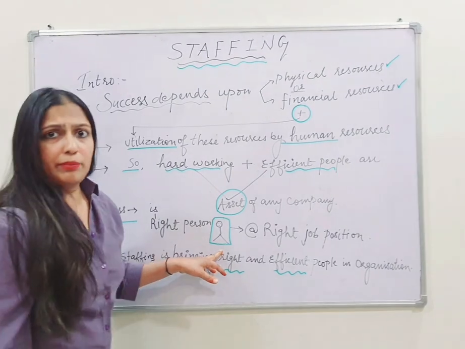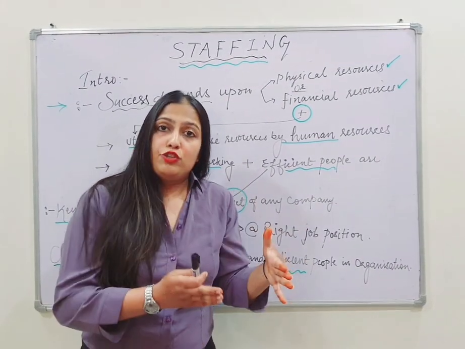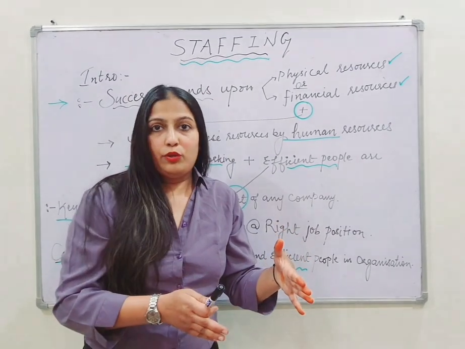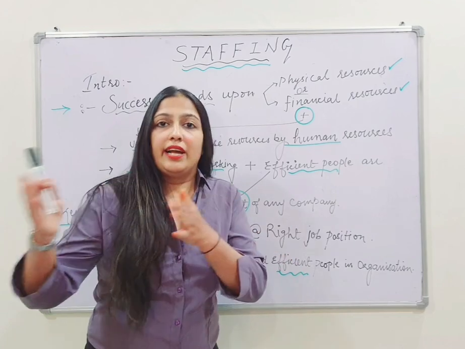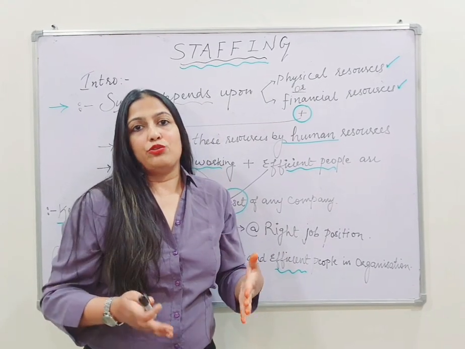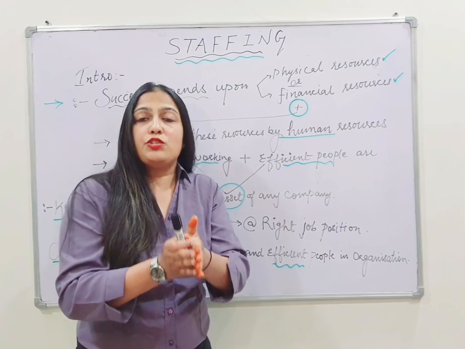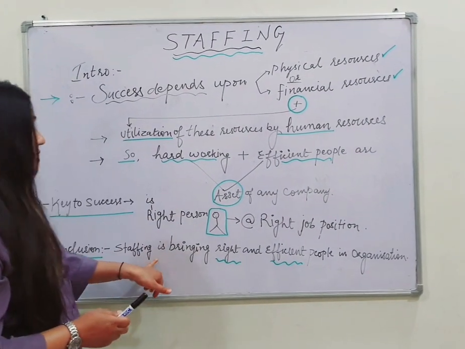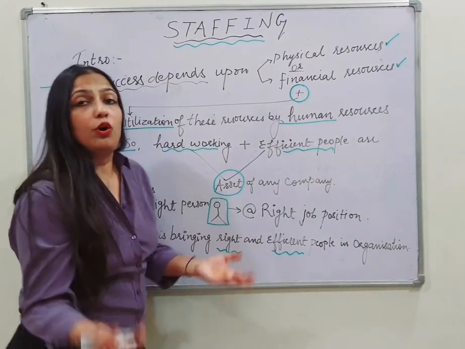See, this is the right person at the right job position. अगर right job position है but the person is wrong sitting on it, so that will not be good. But the person is right but he is not sitting at the right job position, so that will also not be good. So right person at the right position will be the best combination for the success. So conclusion is, staffing is bringing the right and efficient people in the organization.